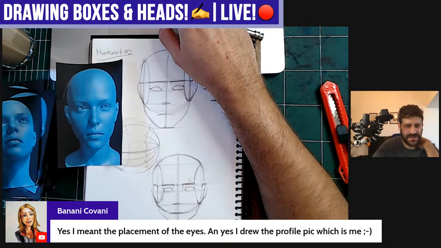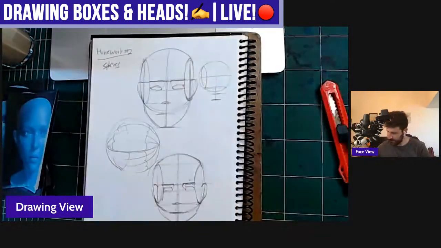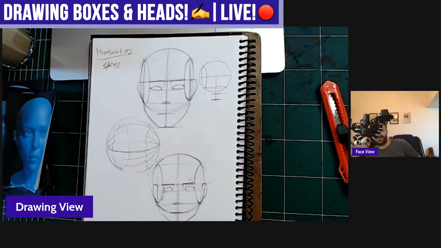Banani says, yeah, I meant the placement of the eyes. And yes, I draw the profile pic, which is me. It's really, really good. I love that. Oopsie-doops, broke my red color pencil.